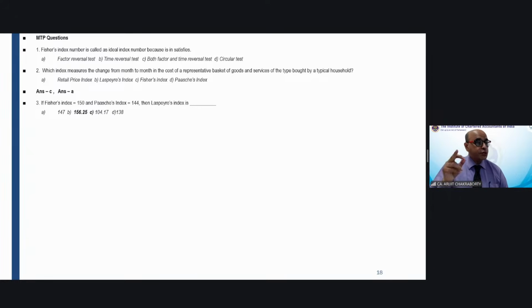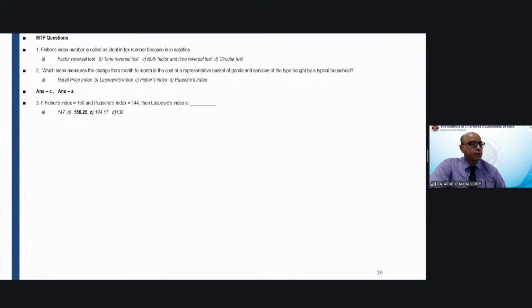Question 3, if Fisher's index is 150 and Paasche's index is 144, then what is last period's price index? We know Fisher's index is the geometric mean. So if last period's index is X and Paasche's index is 144, then taking the square root of 144 into X gives you 150. If you work on it, you will arrive at option B.